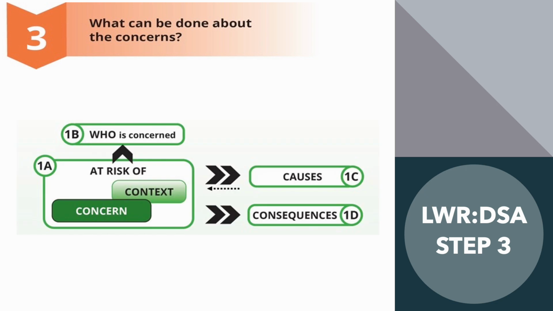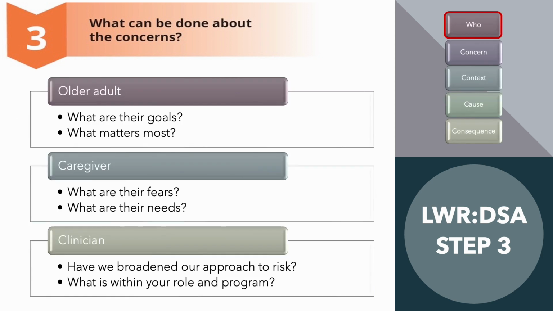Options to manage risk occur after it has been clarified what the older adult is at risk of, by focusing first on what is a concern. In what context does it happen? What are the potential causes and consequences? And who is concerned? Each of these factors can help inform potential recommendations. Let's look at each factor in more detail.